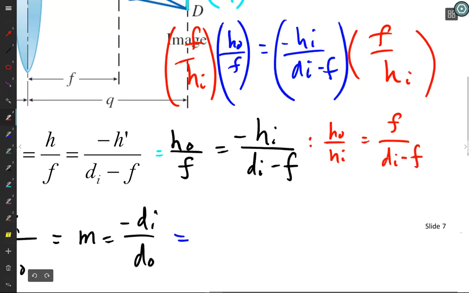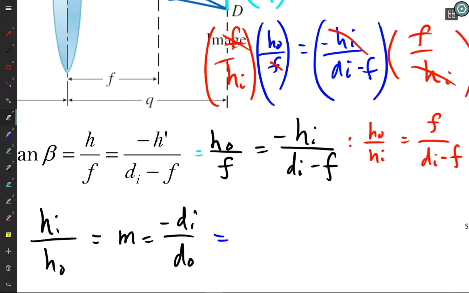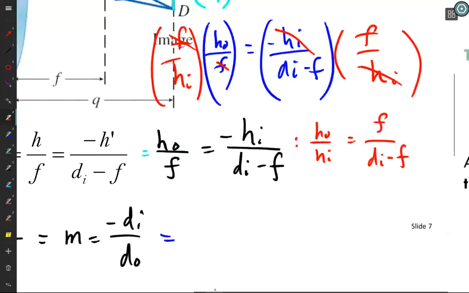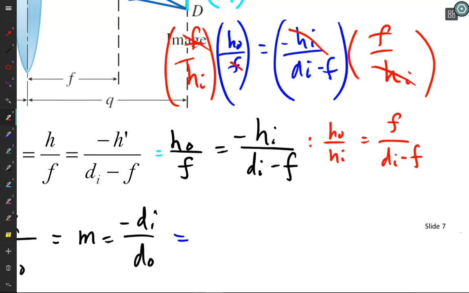Okay, so there, I just quickly solve this for height object over height image. Now, my equation here, I have height image over height object. So I'm going to, and did I forget a minus sign, didn't I? There's a minus sign right there. You do have to make sure you don't make that mistake. So I'm going to just invert that. So this is equal to that.